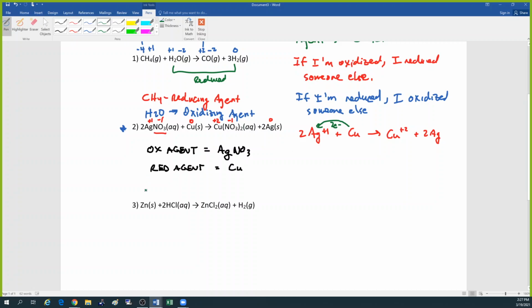So then this last one, it's really similar. So again, zinc becoming positive means it's oxidized. So it looks like zinc is the reducing agent. And then hydrogen is being reduced. So the hydrochloric acid is the oxidizing agent. And that's pretty much that little chunk of concept.